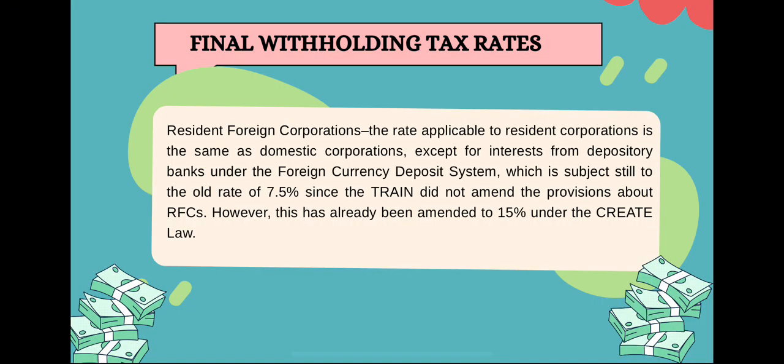Now let's move to resident foreign corporation. So the rate applicable to resident corporations is the same as domestic corporations, except for interest from depository banks under the foreign currency deposit system, a particular kind of time deposit that banks offer to clients who want to store foreign money for future use or protect themselves from currency fluctuation. This is subject still to the old rate of 7.5% since the TRAIN law did not amend the provisions about RFCs. However, this has already been amended to 15% under the Corporate Recovery and Tax Incentives for Enterprises Law.